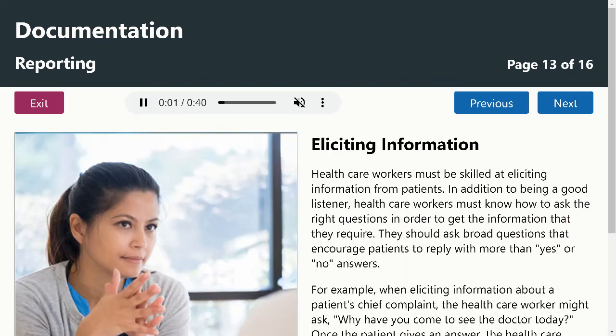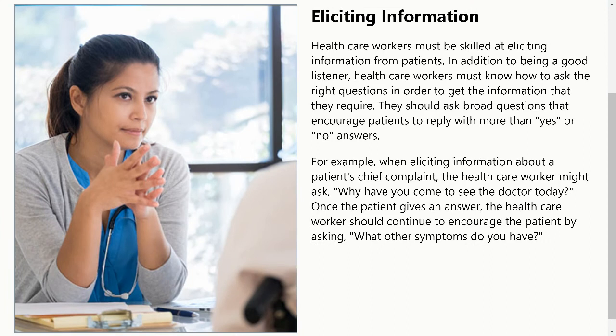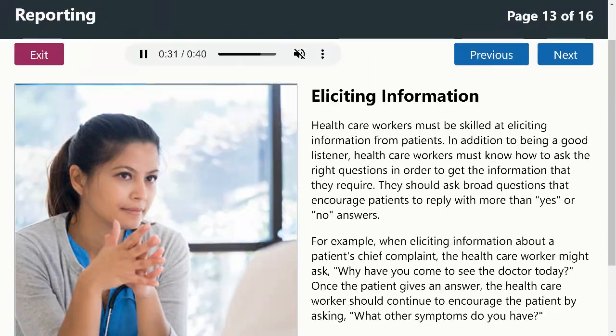Eliciting information. Healthcare workers must be skilled at eliciting information from patients. In addition to being a good listener, healthcare workers must know how to ask the right questions in order to get the information that they require. They should ask broad questions that encourage patients to reply with more than yes or no. For example, when listening to information about a patient's chief complaint, a healthcare worker might ask, "Why have you come to see the doctor today?" Once a patient gives an answer, the healthcare worker should continue to encourage the patient by asking, "What other symptoms do you have?"